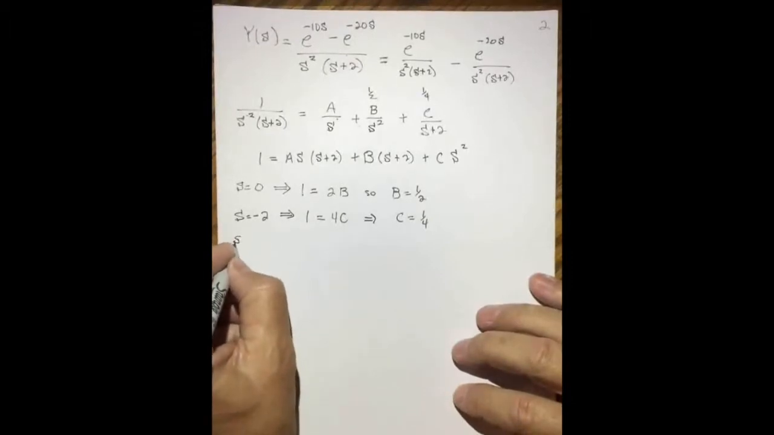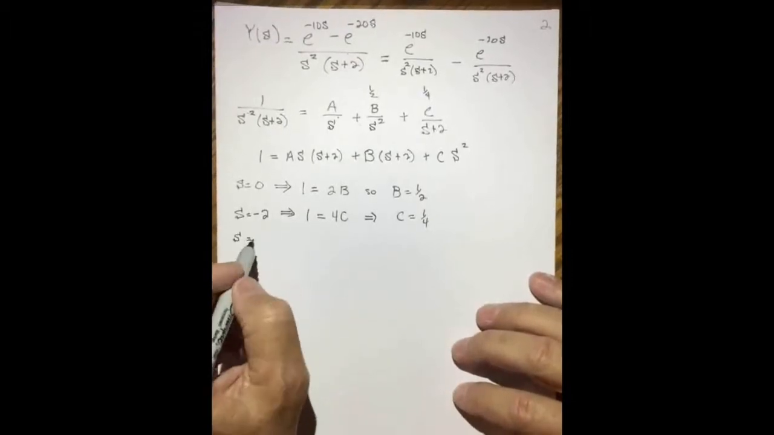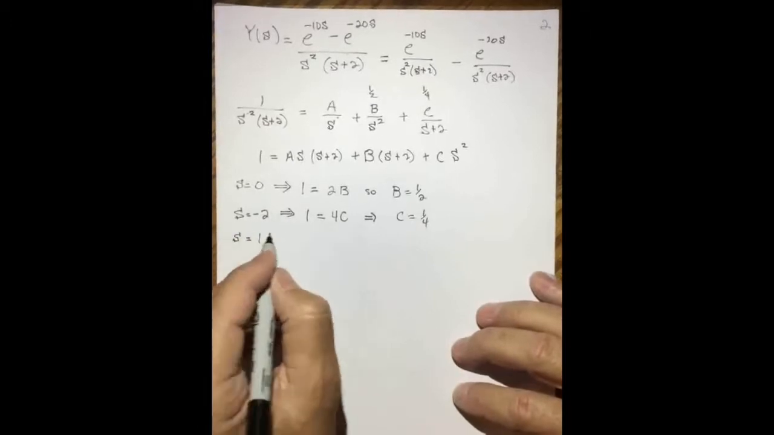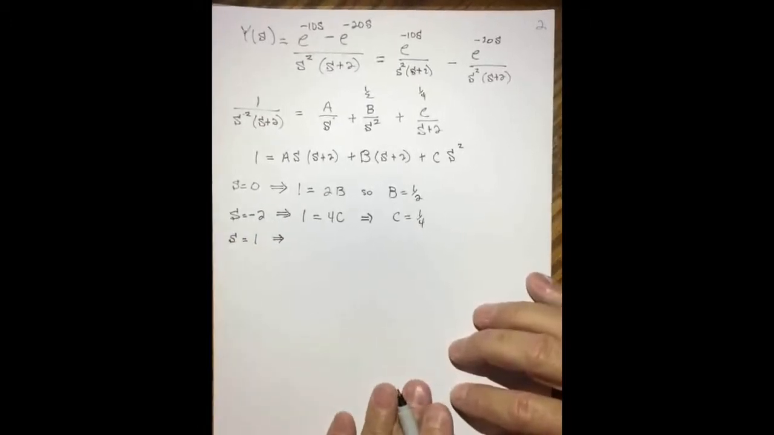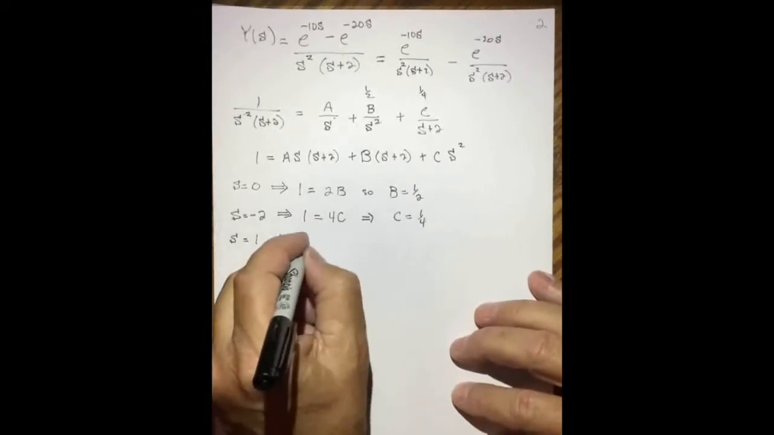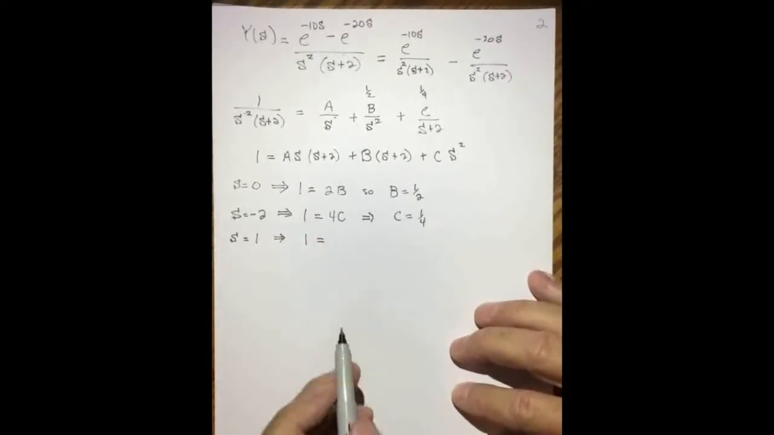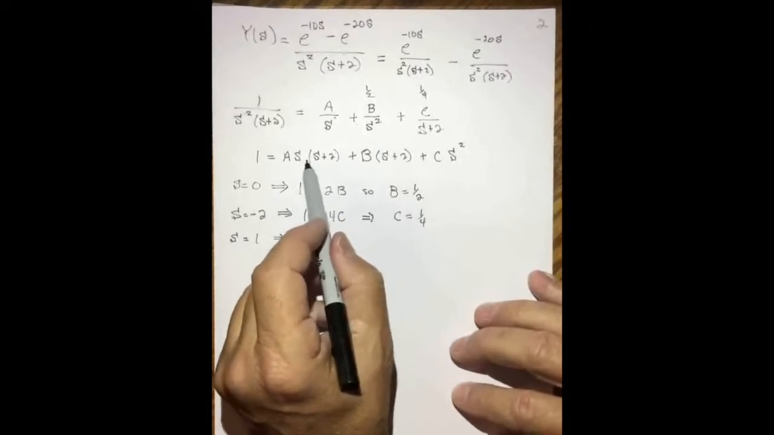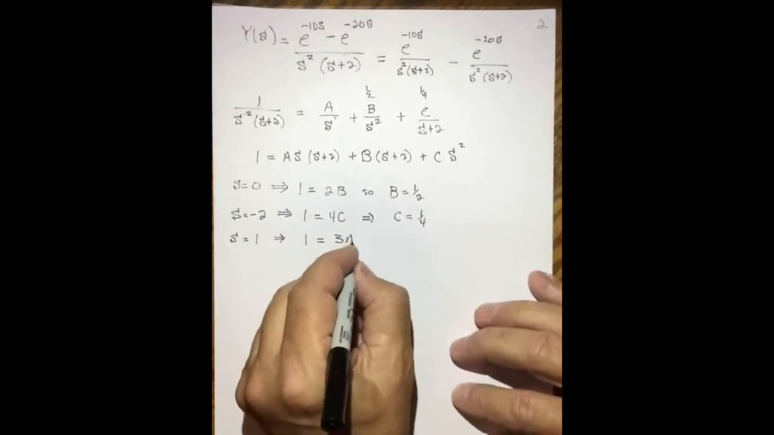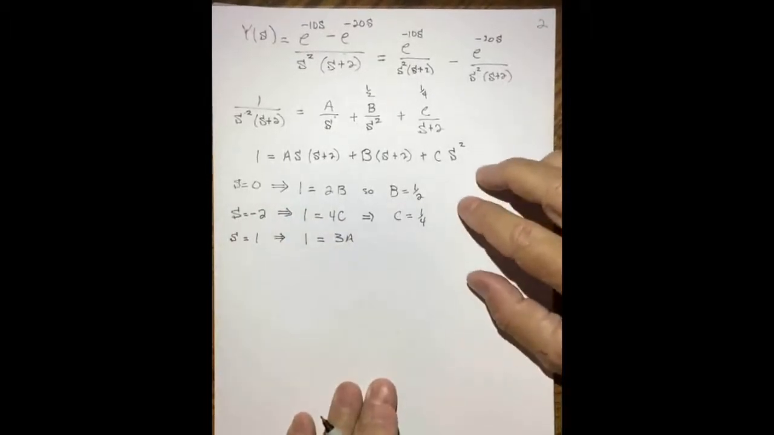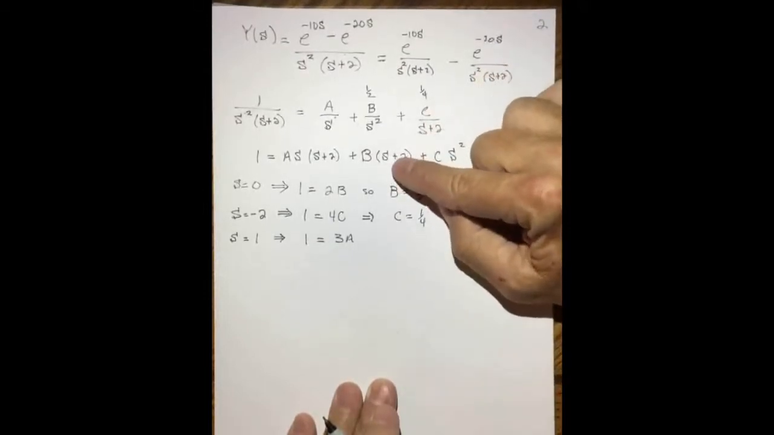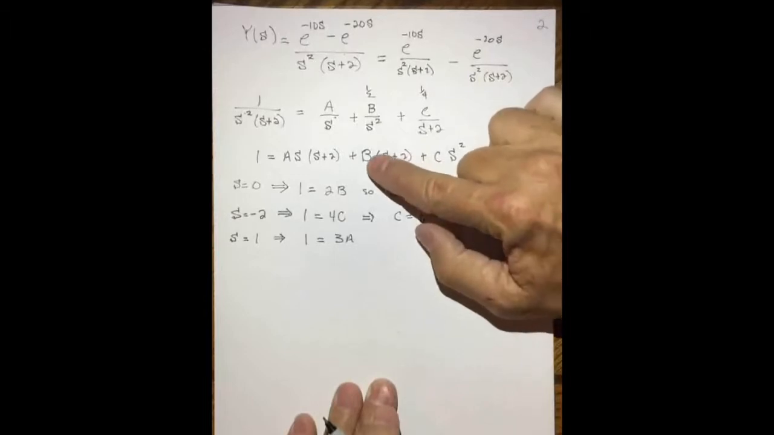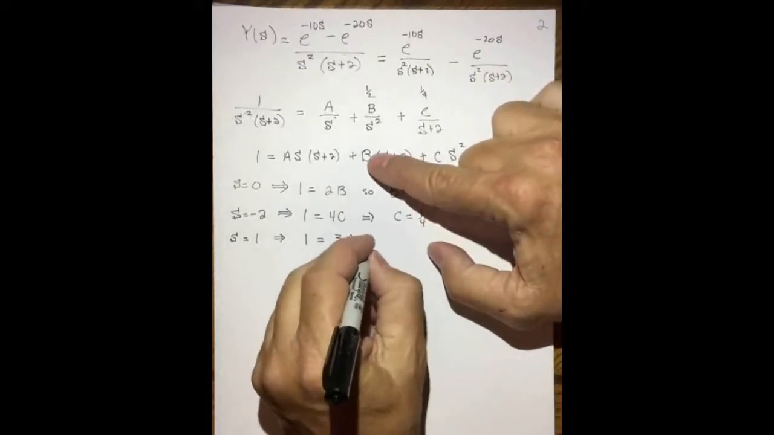Now just pick anything else for s. Anything but 0 or minus 2. Let's just use a 1. Now, I'm going to have 1 equals. Okay, we put a 1 in here, we get 3A. And remember, we know values for B and C. So if I put a 1 in here, I get a 3 times B. So that's going to be a 3/2.